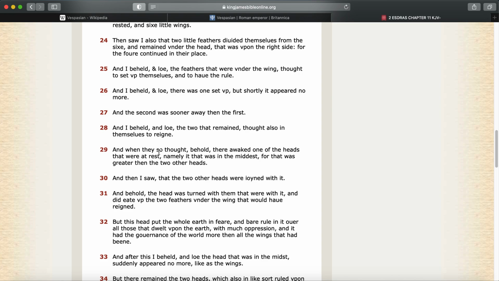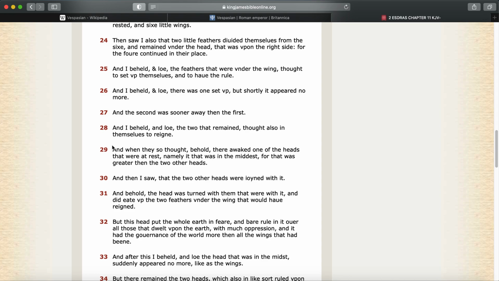It says, "And when they so thought, behold, there awakened one of the heads that were at rest, namely it that was in the midst." And that's the point I want to get at right here. Now we're going to start going into a little bit of detail.